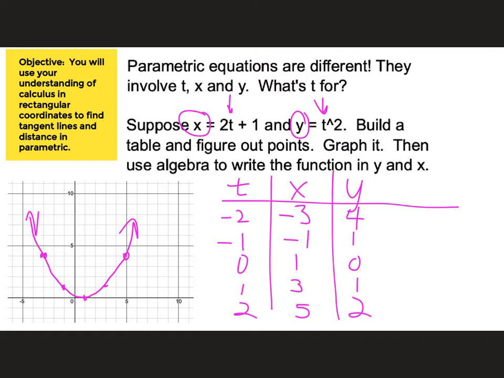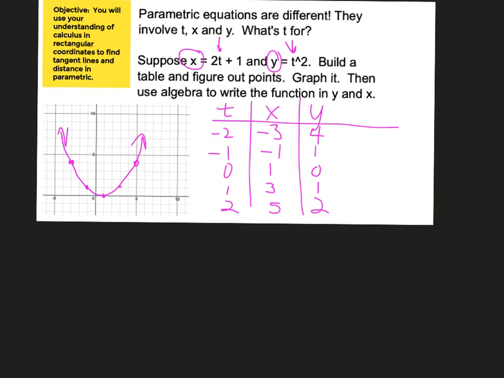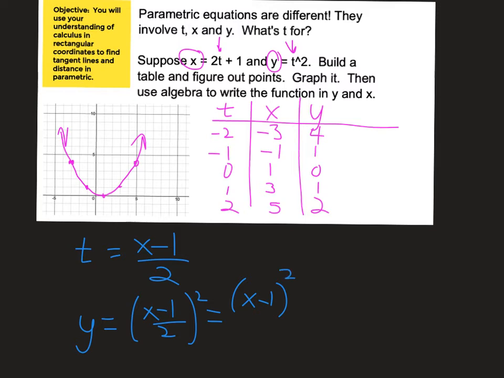So it says use algebra to write the function. Let's see. If I have x equals 2t plus 1, then isn't t x minus 1 divided by 2? Take a moment. Process that. Subtract the 1, divided by 2. So that means y is x minus 1 over 2 squared, which is x minus 1 squared over 4, if I want to write it that way.